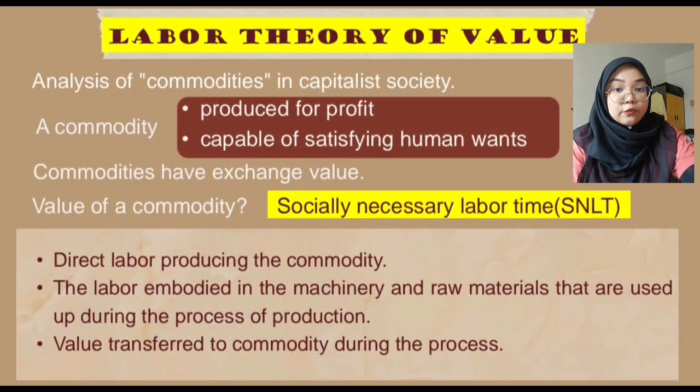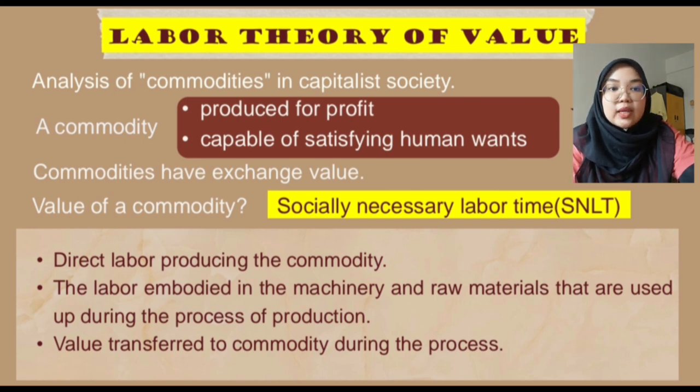In the labor theory of value, Marx defined a commodity as something created for commercial gain that may fulfill human needs. The item may fulfill needs either directly as a means of sustaining life or indirectly as a means of manufacturing. A commodity has trade value, which is frequently referred to as value. So, what factors define a commodity's worth in this case?